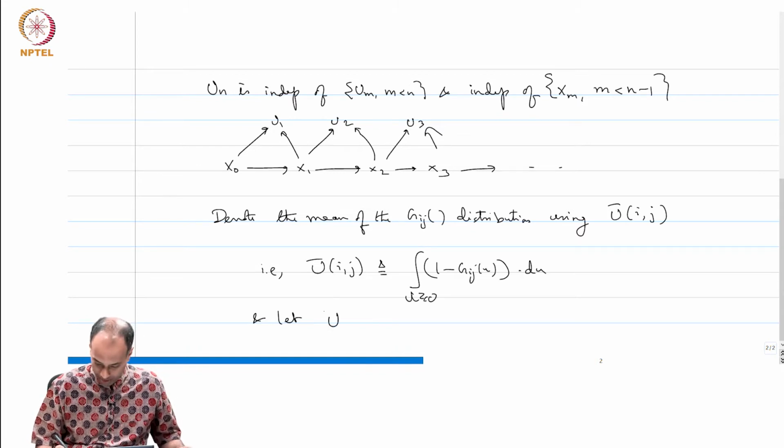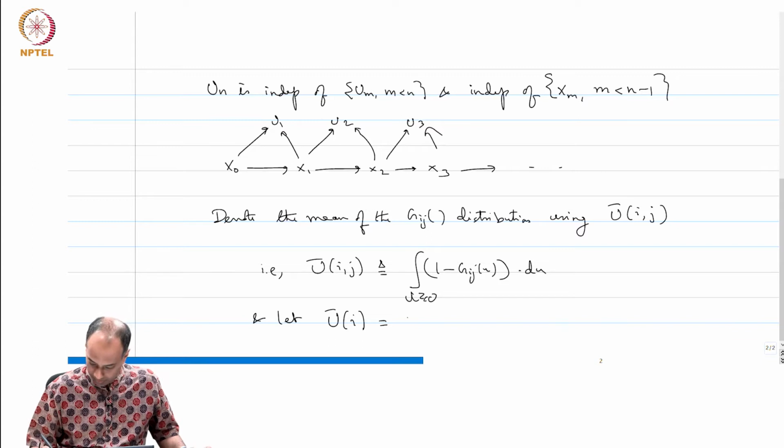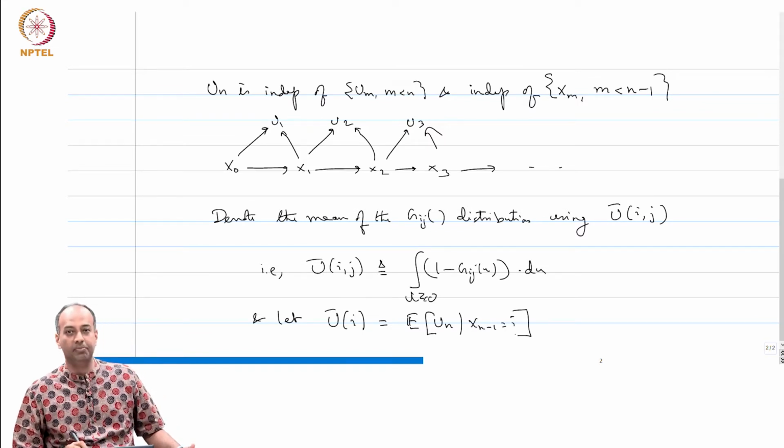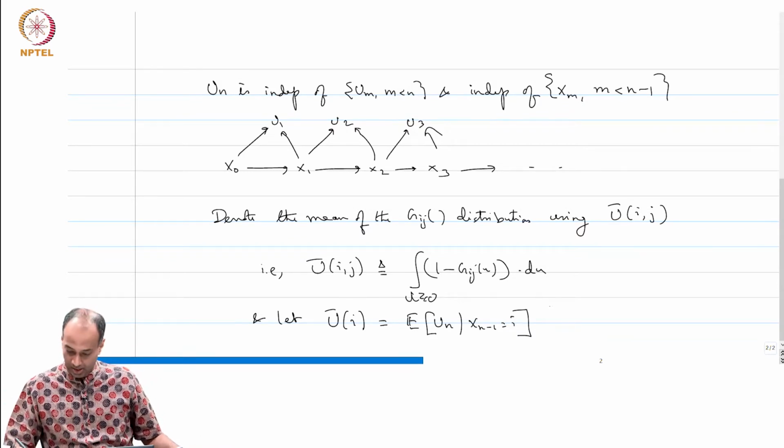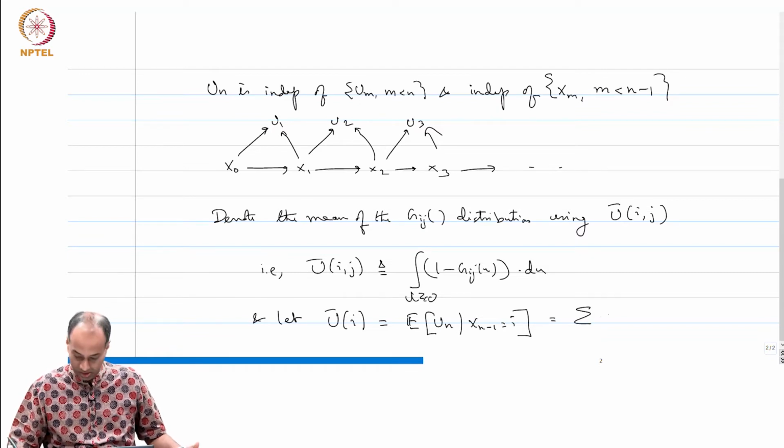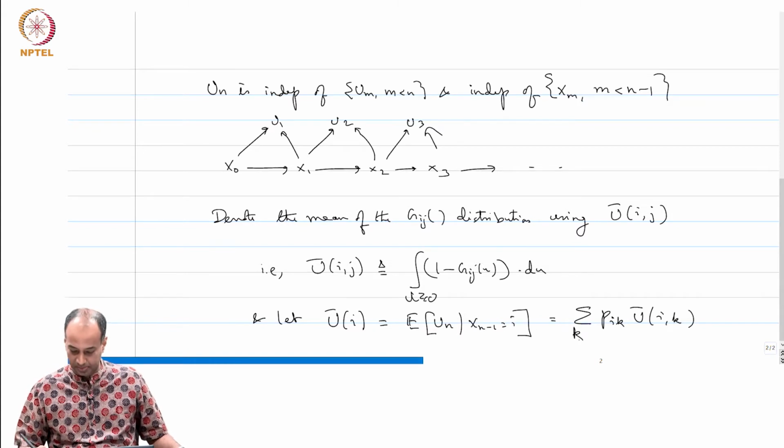And let us define U bar i as the expected Un given Xn minus 1 equals i. This is the holding time in state i, now unconditioning on what the next state is, okay. This will simply be the sum over k of Pik times U bar ik, okay, sum over all these states.